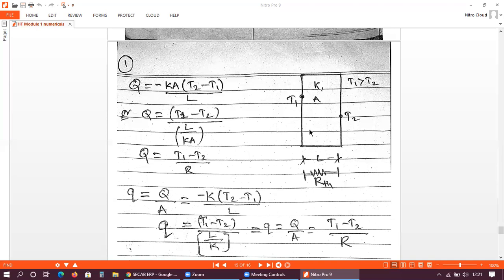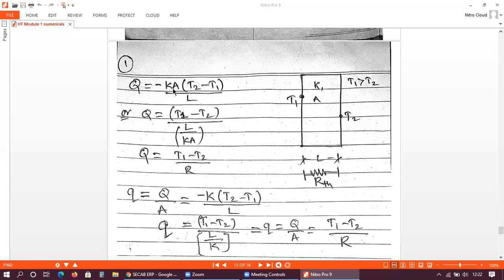So till now we have discussed simple problems like this, and for this the rate of heat transfer, capital Q, is given by Q is equal to minus KA into bracket T2 minus T1 divided by L. This is Fourier's law of conduction equation which is applicable to a single slab. I want to remove this negative sign, so I am interchanging these two, replacing T2 minus T1 by T1 minus T2. So Q is equal to T1 minus T2 divided by L by K.